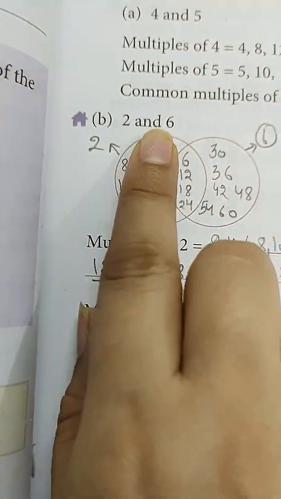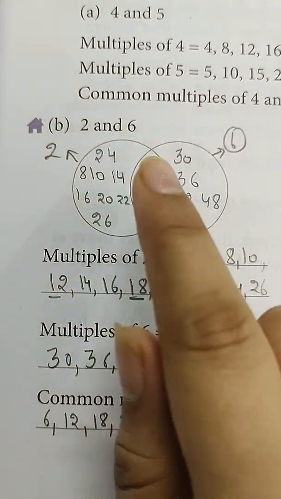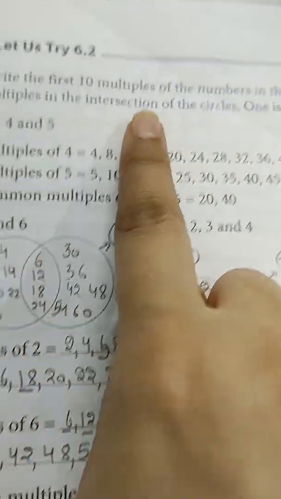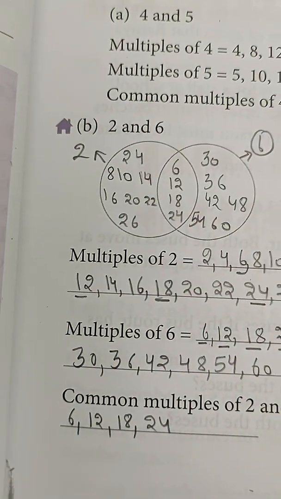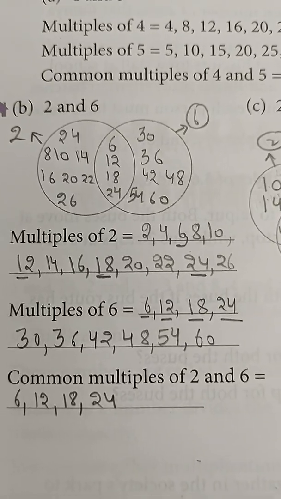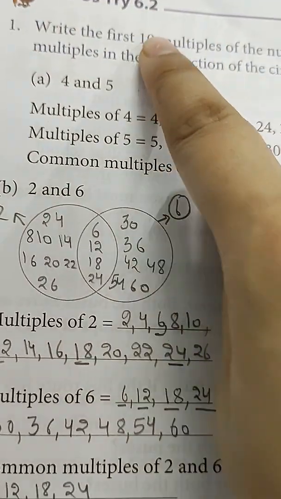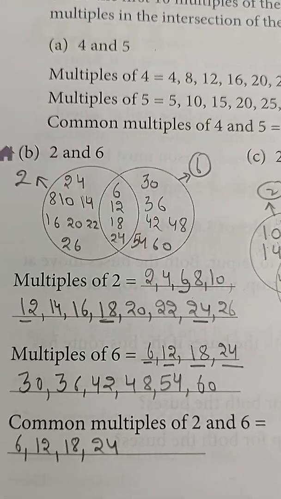Now in question number 1, B part, I have tried something else. I have not written multiples till 10. I just want to show you this thing, beta, that your tables do not end at 10. Okay, please remember this thing. Here it is written 10, it does not mean that your table ends at 10 tens are 100 and it's over. No, it is not like that.